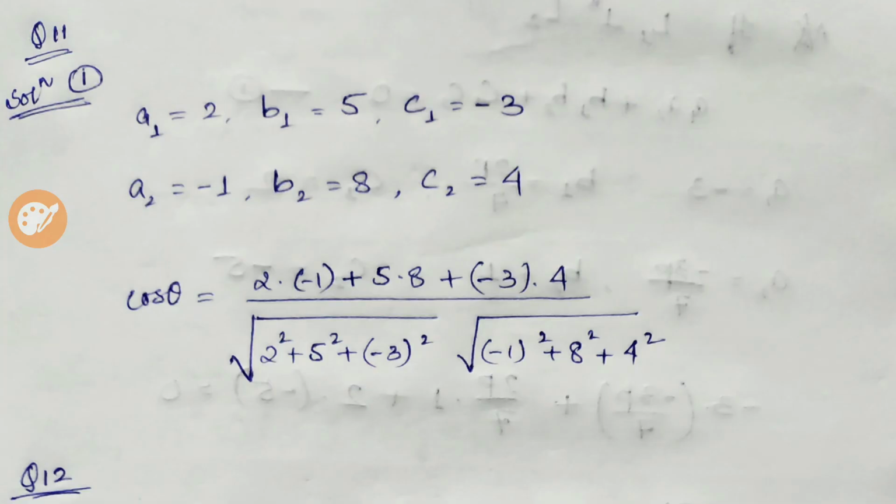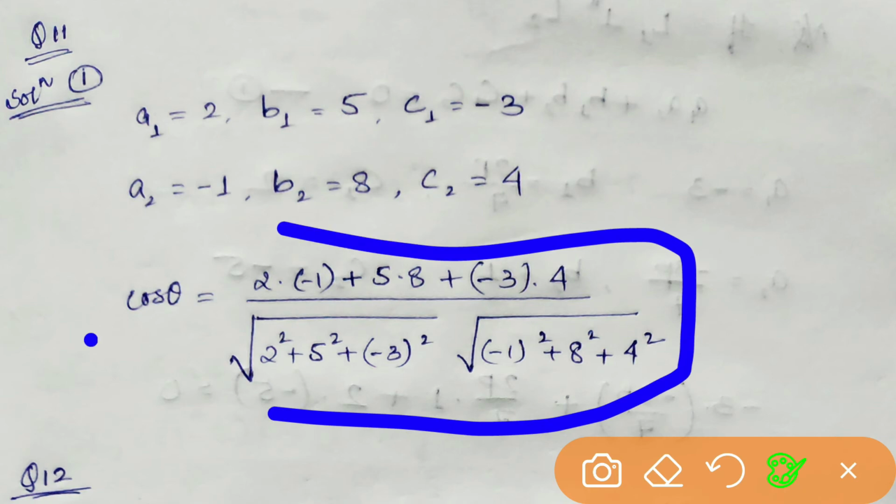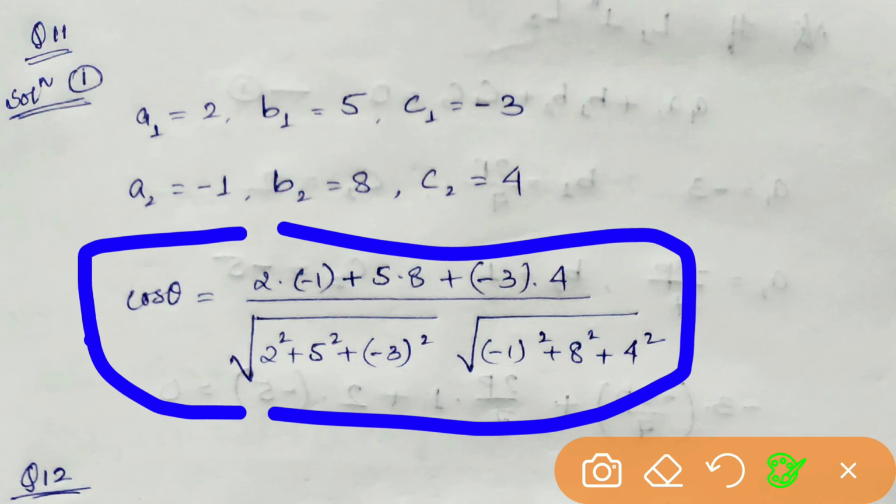In question number 11 part 1, you can get a1 b1 c1 directly from the equation. So a1 is 2, b1 is 5, c1 is minus 3, a2 is minus 1, b2 is 8 and c2 is 4. You can see the question, so we can directly use this formula and get the answer. I have not found the answer, you can find it yourself. Let's move on to question number 12.